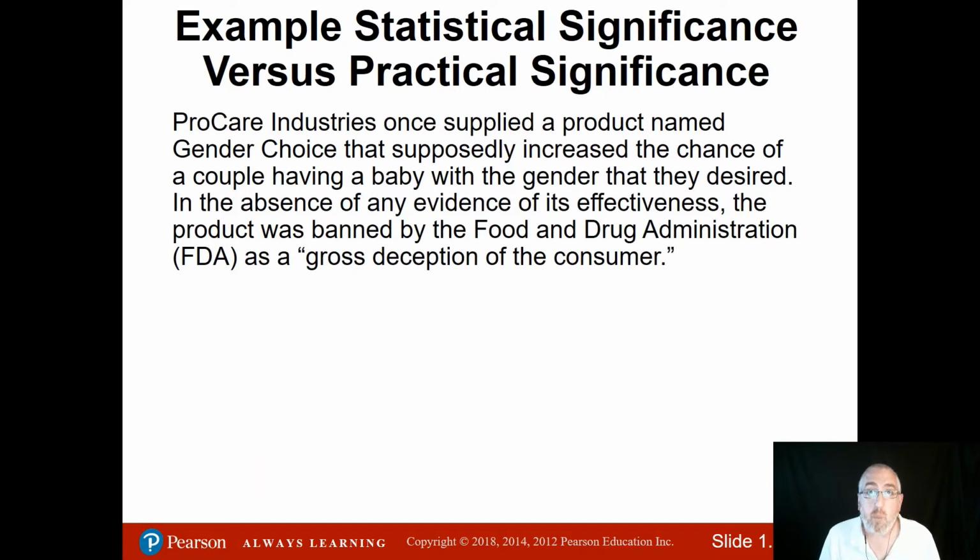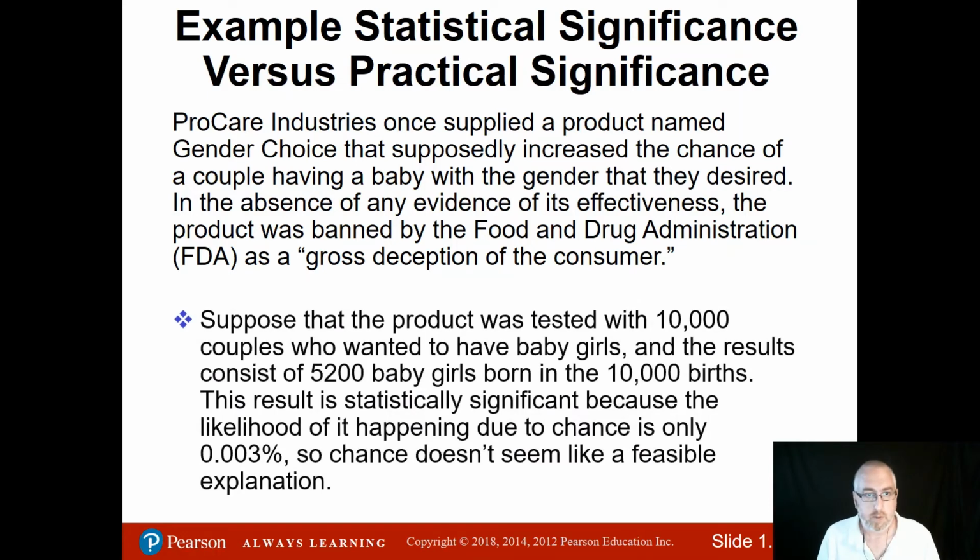ProCare Industries once supplied a product named Gender Choice that supposedly increased the chance of a couple having a baby with the gender that they desired. In the absence of any evidence of its effectiveness, the product was banned by the Food and Drug Administration as a gross deception of the consumer. Suppose that the product was tested with 10,000 couples who wanted to have baby girls, and the results consist of 5,200 baby girls born in the 10,000 births. This result is statistically significant because the likelihood of it happening due to chance is only 0.003%. So chance doesn't seem like a feasible explanation.